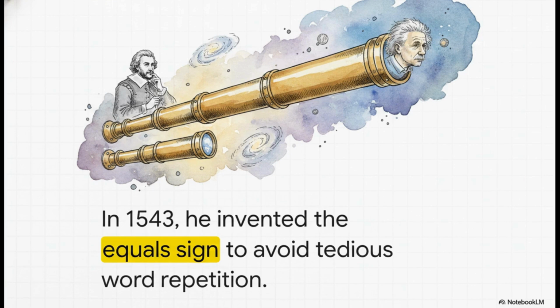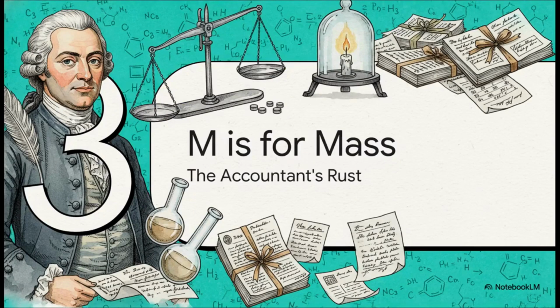But centuries later, Einstein didn't just use it as a bookkeeping tool. He used Record's equal sign as a telescope. He used it to direct our attention to a fresh, entirely unsuspected hiding place for energy that literally no one else was looking for. But to understand what was on the other side of that equal sign, we need our third symbol. Section 3. M is for mass and the accountant's rust.